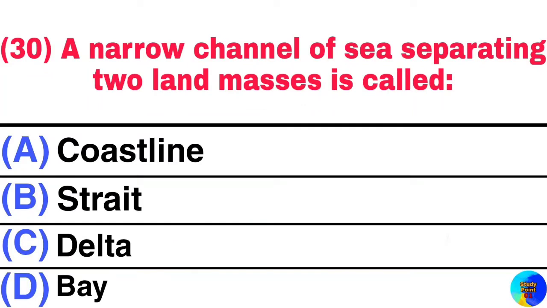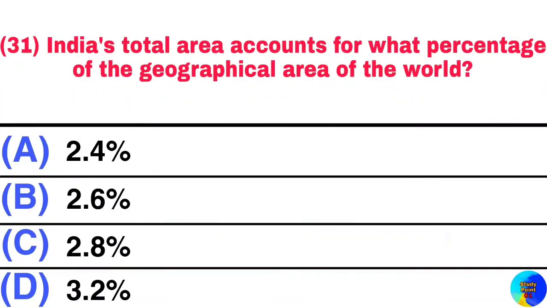Question number 30. A narrow channel of sea separating two land masses is called A. Coastline, B. Strait, C. Delta, D. Bay. Answer. Strait. Question number 31. India's total area accounts for what percentage of the geographical area of the world? A. 2.4%, B. 2.6%, C. 2.8%, D. 3.2%. Answer. 2.4%.